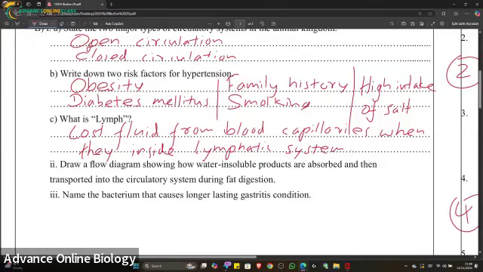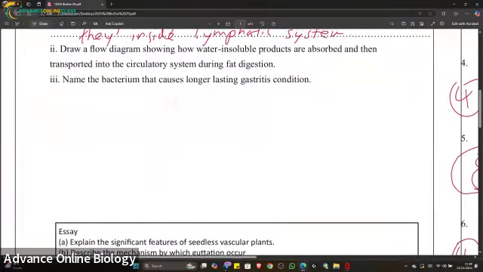Right? Okay, next one, people. They want us to draw a flow diagram to show how water insoluble products are absorbed and then transported into the circulatory system during fat digestion. What are you going to write, people?